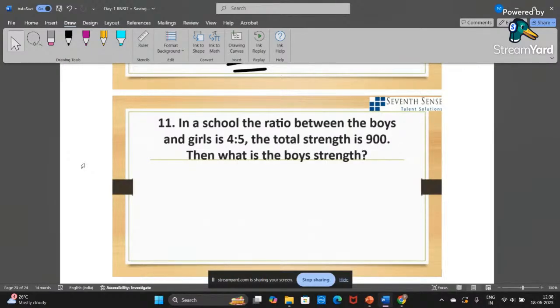In a school, the ratio between the boys and the girls is 4:5. In a school, the boys and girls ratio is 4:5, and the total strength is 900.